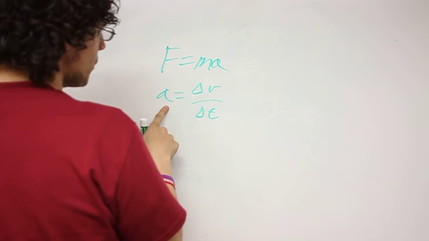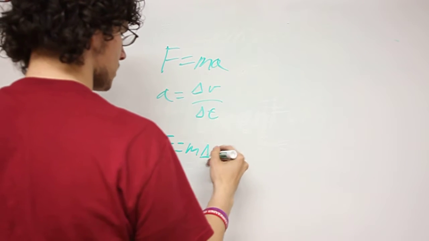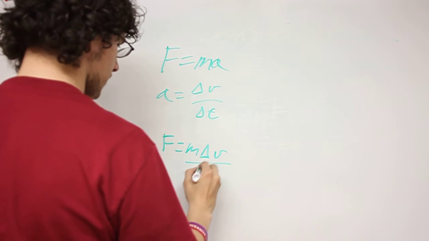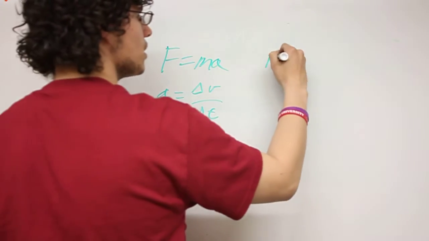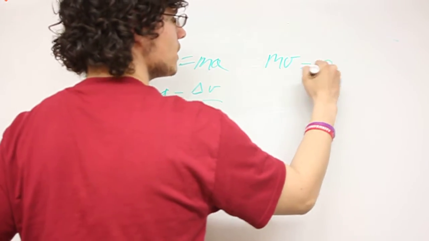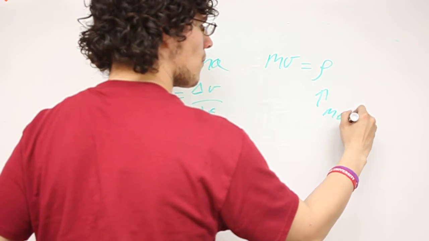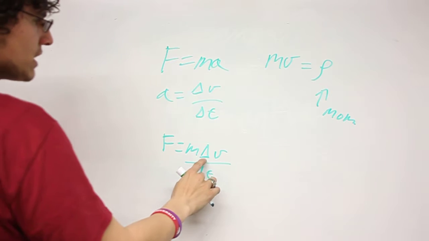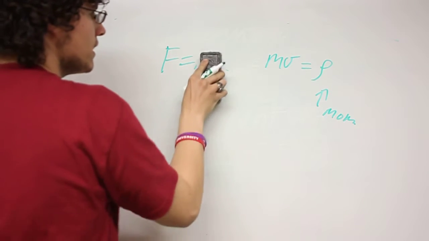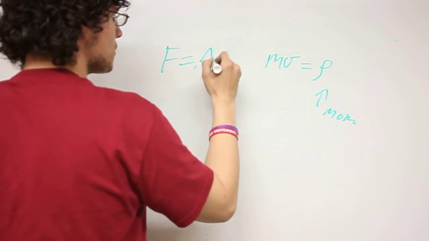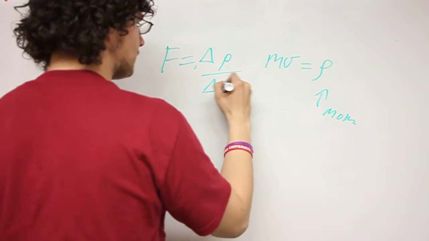Now, say I want to plug this back in here. I have F equals m times change in velocity over change in time. But now, what is m times velocity? You know that mv equals this little thing, rho, or p, whatever you want to call it, which is momentum. So then, since there's a change in here, you could say that your force is simply the change in momentum, I'm going to name it p, divided by the change in time.